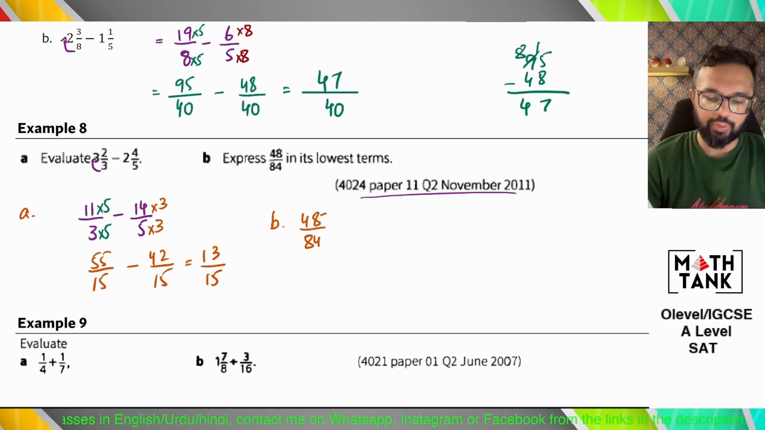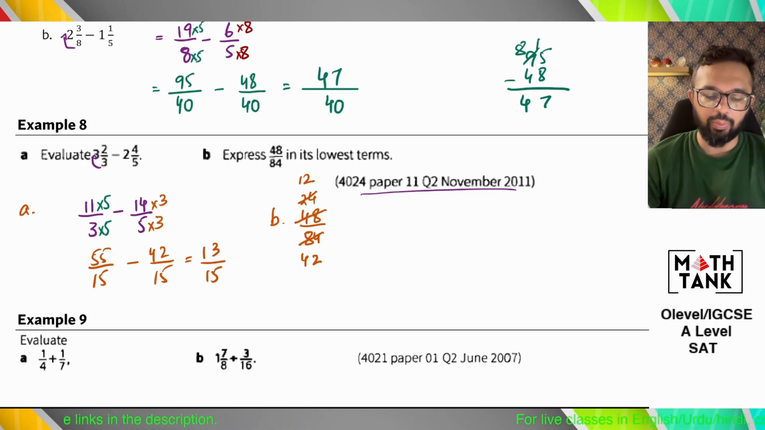So let's start reducing with 2 first. 2 times 2 is 4, and 2 times 4 is 8. 2 times 4 is 8, and 2 times 2 is 4. I can reduce it with 2 again, so 12 and 21. Now I can reduce it with 3. 3 times 4 and 3 times 7. So I get 4 over 7.